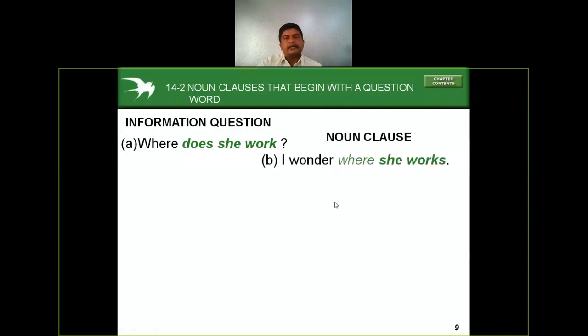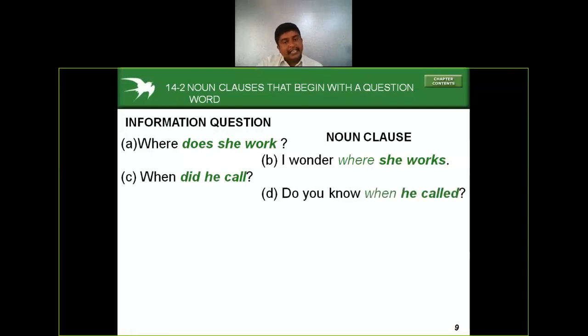And the answer is, it's a noun clause. It's a what? Noun clause. How? I wonder where she works. It's not a noun phrase. It's a noun clause, because this answer is added with the WH word. It gathers some information, right? Yes. When did he call? Okay, this is an information question. But the answer is, do you know when he called? This is a noun clause. Am I right, children?